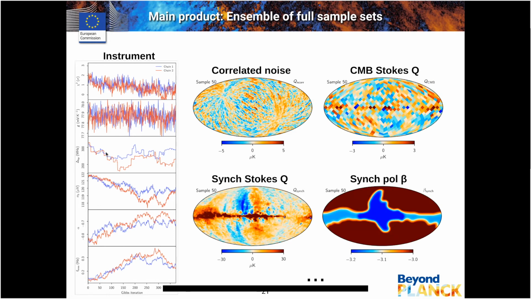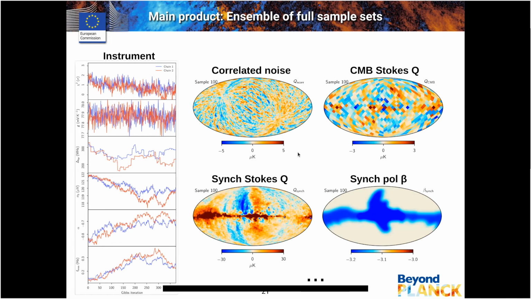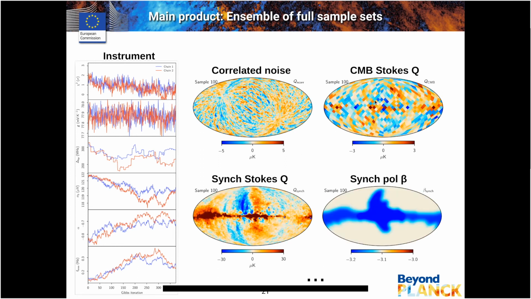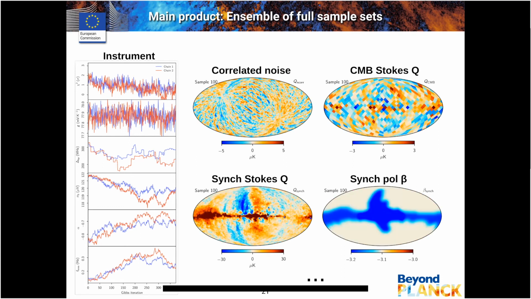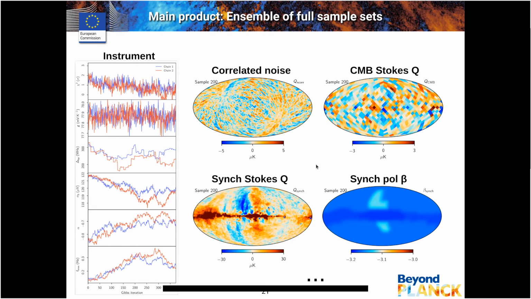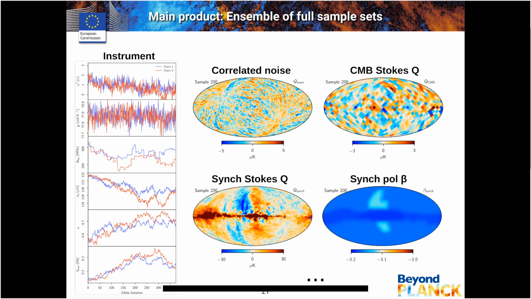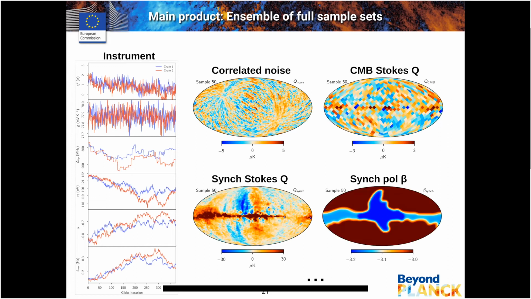In addition to one-dimensional parameters, we also have map domain parameters in the same way. These here are just some GIFs of looking at the correlated noise in 4 different samples. See the CMB in Stokes Q, the synchrotron polarization in beta, the synchrotron in Stokes Q. For every single parameter that we estimate, we have on disk a set of what we call the chains file, which is basically the full set of all the samples that have been computed by our pipeline.